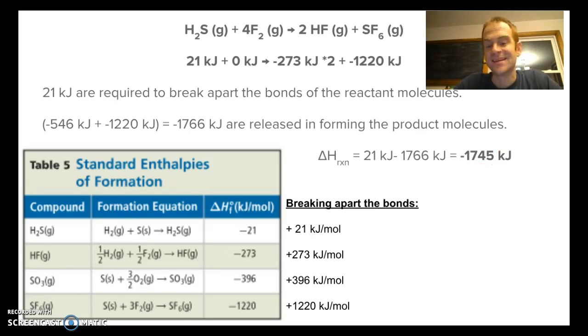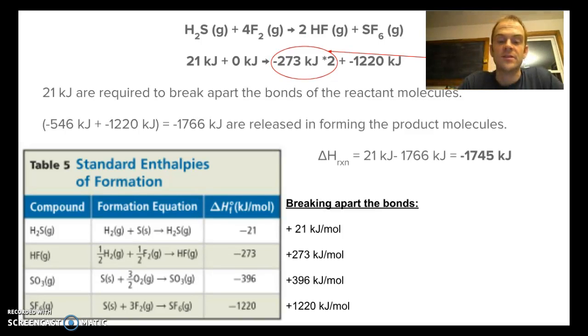Now there's something that I did that I haven't talked about yet, and that's this here. I multiplied by 2. But why did I multiply by 2? Well, if we look here, this is how many kilojoules are given off for 1 mole, right? But in the equation, I don't just form 1 mole of hydrogen fluoride. I actually form 2 moles of hydrogen fluoride.